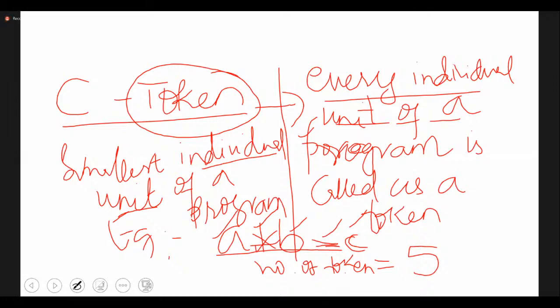Okay, so you will be writing this small example. If they ask you to write the definition of a token, you will write the definition and, by default, give an example to count the number of tokens.